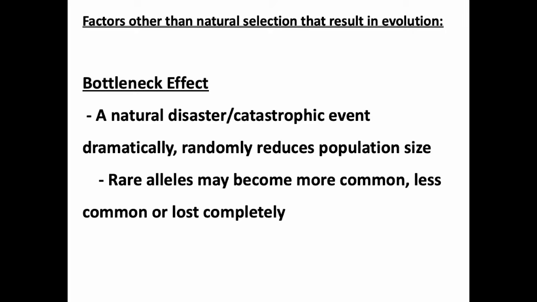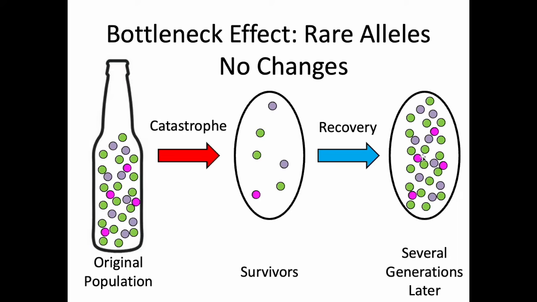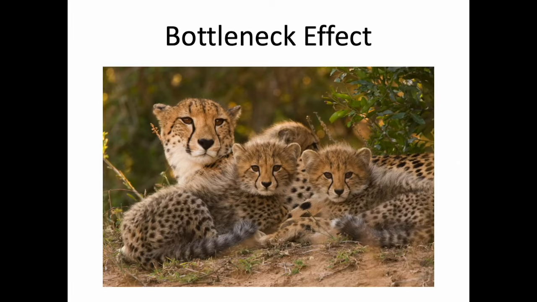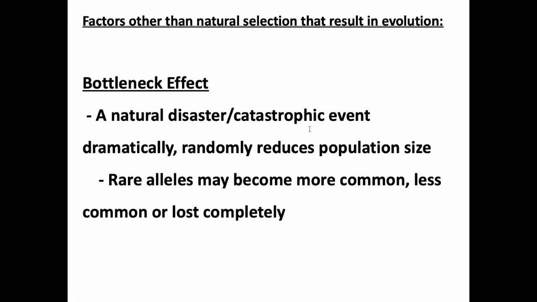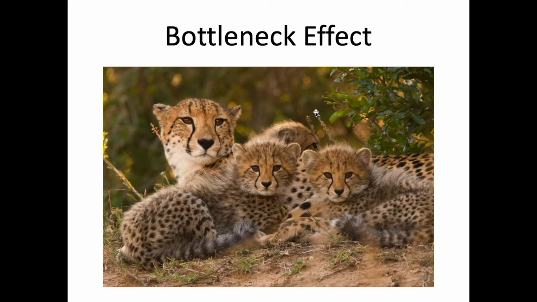There's an interesting example of the bottleneck effect. It's not something we can easily see, with color-coded alleles here, but it does have to do with the cheetah population. Cheetahs have experienced a fairly recent, very severe bottleneck effect. For them, the catastrophic event was not a wildfire or a volcano. For them, the catastrophic event was us hunting them nearly to extinction.